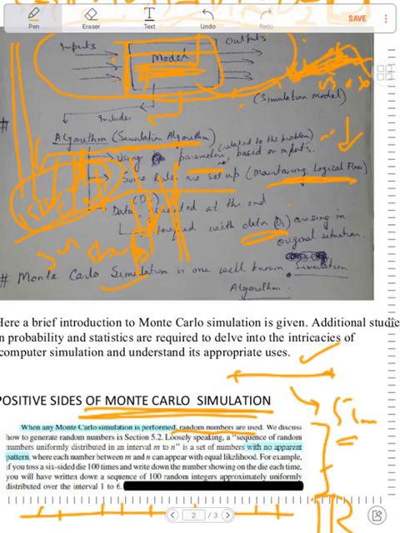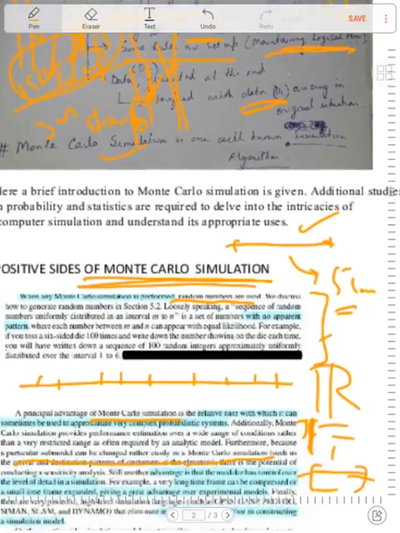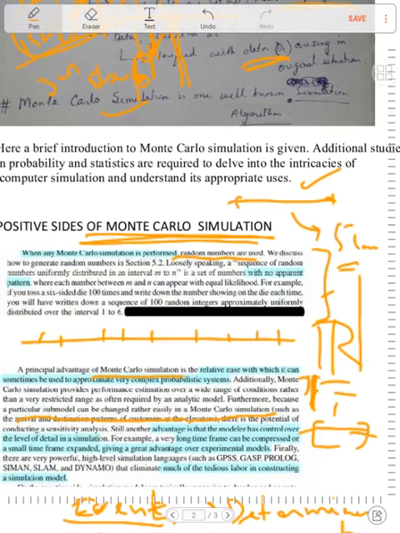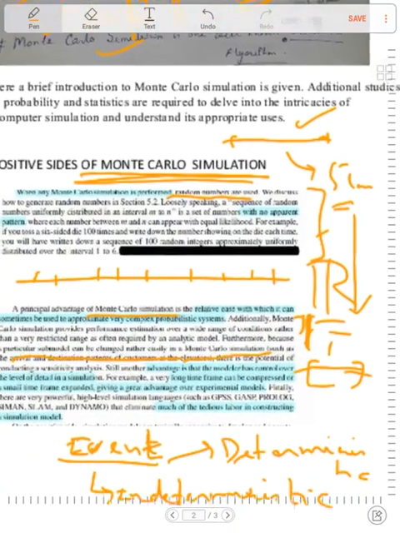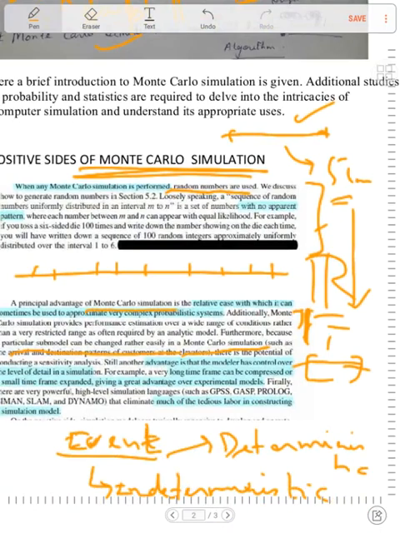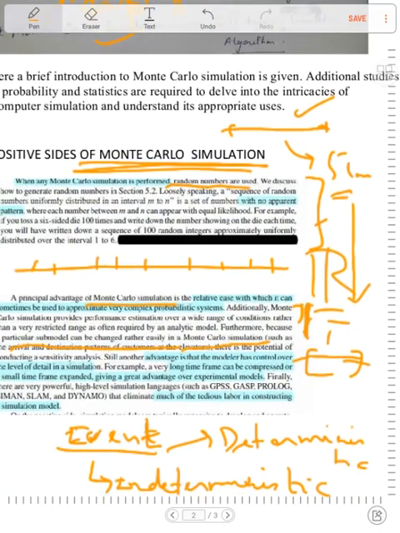This I cannot give a very clear idea of, because I am just giving the very rough outer sketch of the positive sides of Monte Carlo simulation. Once we use it in our particular problems, there and only there will we discuss if there is any advantage of using the Monte Carlo simulation.